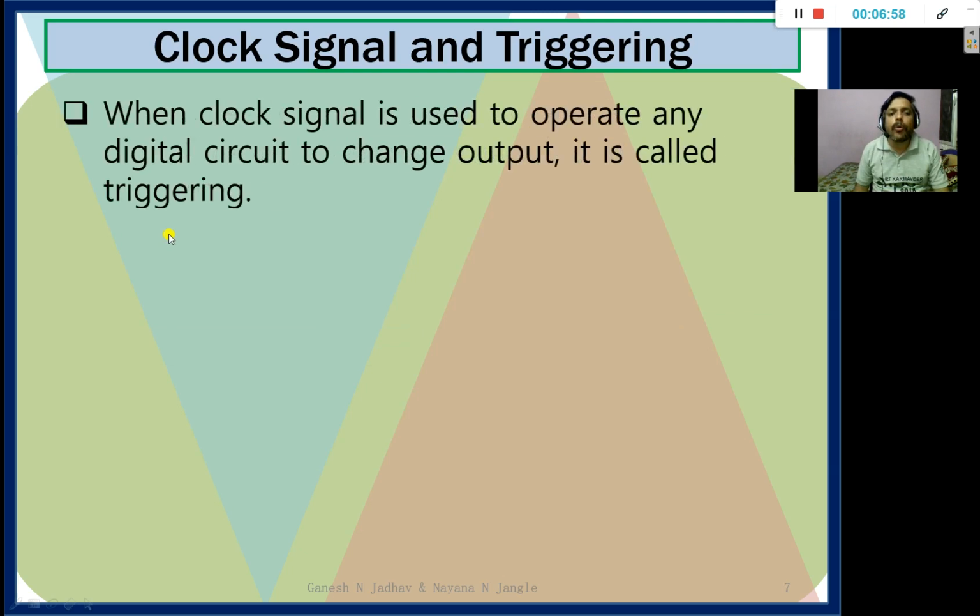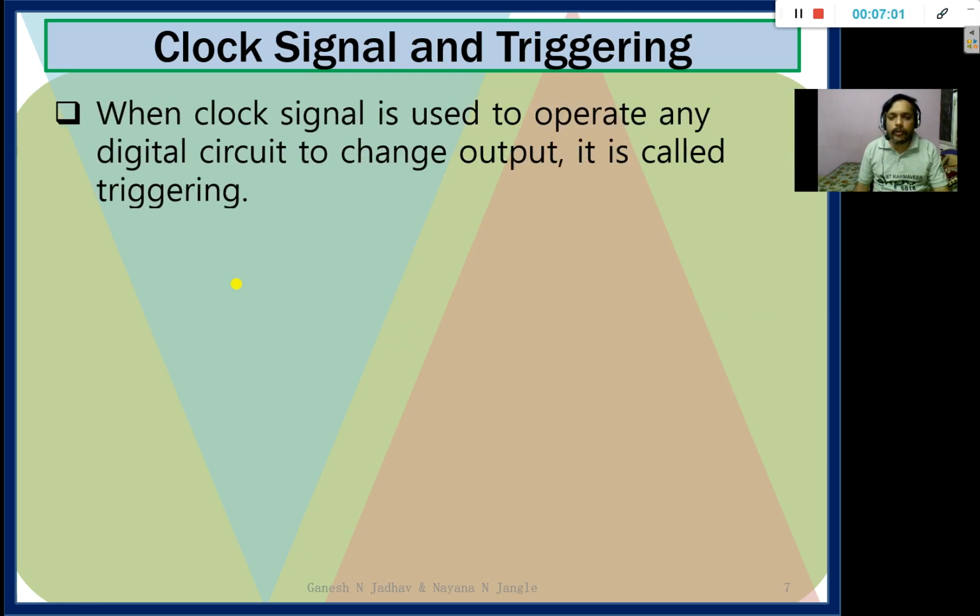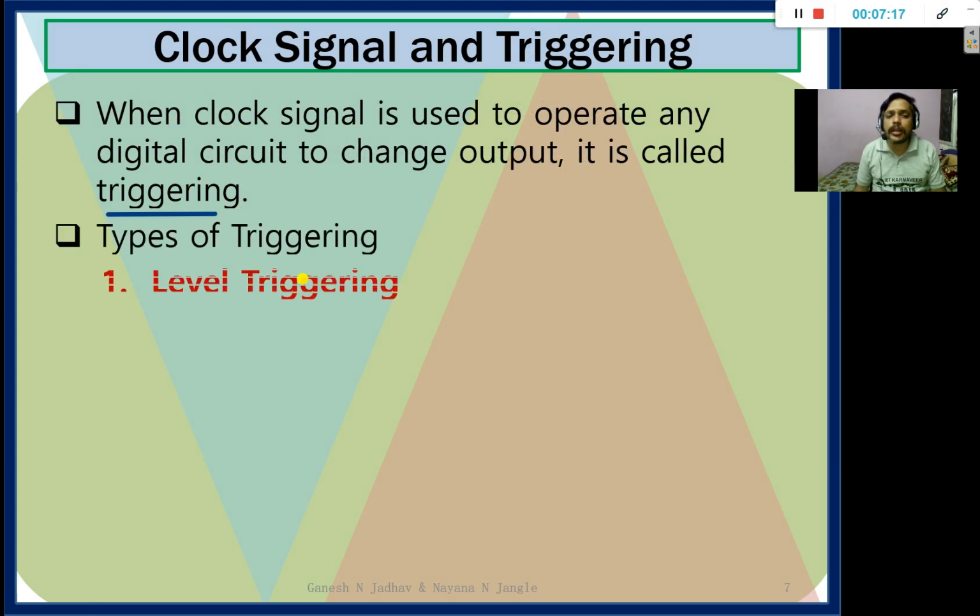Let's understand what the different outputs are when this clock signal is used to operate any digital circuit. When this clock signal is given to any digital circuit, it is called triggering. It is called triggering because the output is changing with respect to the triggering. What are the different types of triggering? Mainly there are two types of triggering.